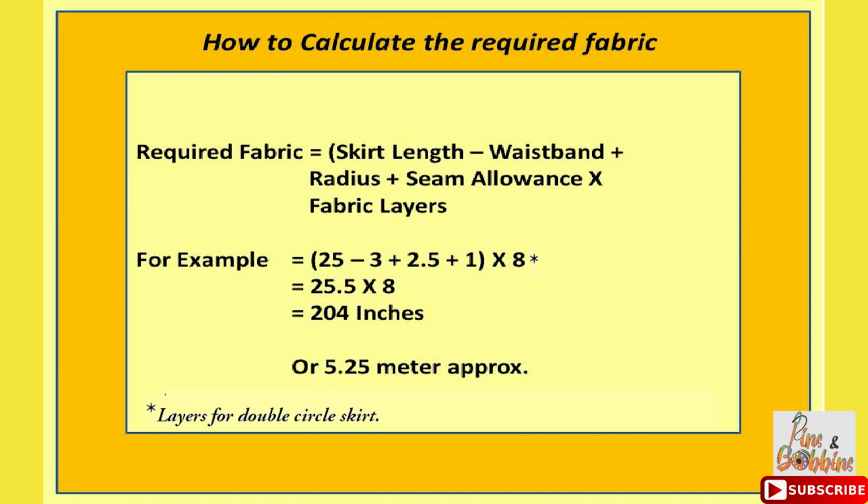For example, my skirt length is 25 inches and then subtracting 3 inches of waistband, and then adding 2.5 inches of radius and 1 inch of seam allowance to it gives me 25.5 inches. And now multiplying 25.5 by 8 layers of fabric, I'll get 204 inches. And now converting 204 inches to meters, we'll get 5.25 meters approximately. And to convert inches to meters, you can take help of Google.